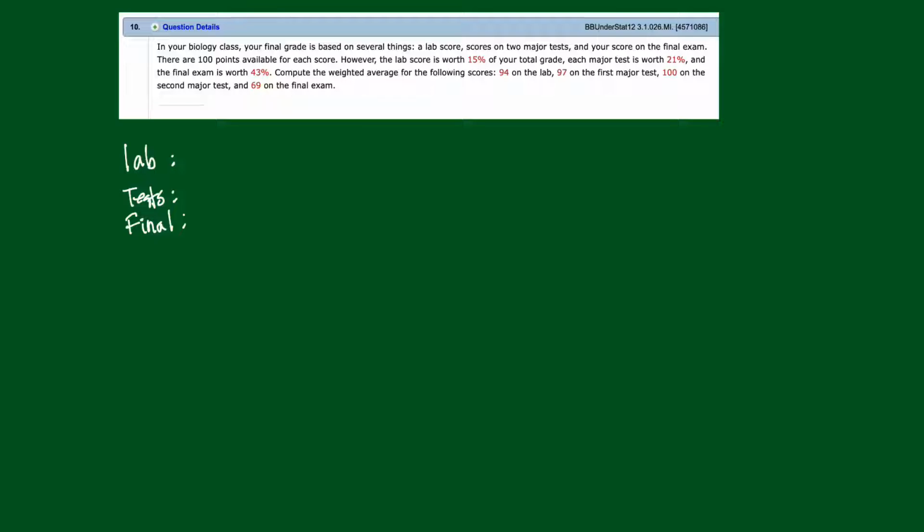Now, what do we know here? We know that there's 100 points available for each score. So apparently each time we take an exam, a lab, or a final, we get 100 points for it. However, lab score is 15%. I want to write that down. So this is 15%. What about exams? 21% for tests, and the final is 43%.